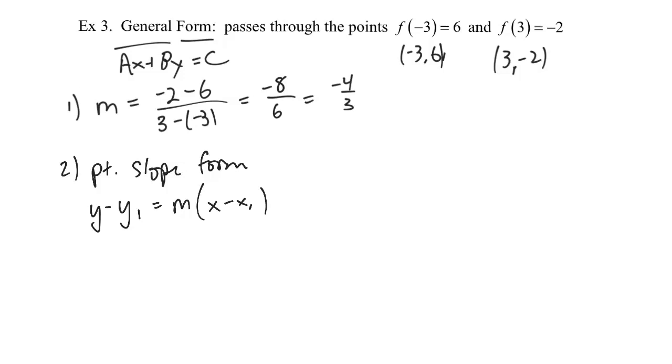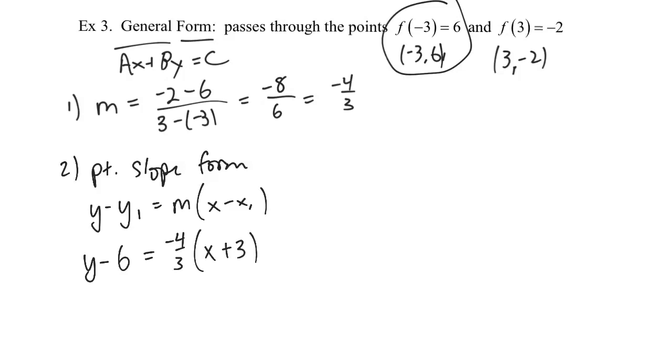So if I use this first point here to write into my equation, then that's going to say y minus 6 is equal to my slope, which was -4 thirds, multiplied by x minus my x-coordinate, which ends up being x plus 3. Okay, now for general form, we do not want fractions. And so what we're going to do is multiply this entire equation by the denominator of this fraction right here, which is 3.